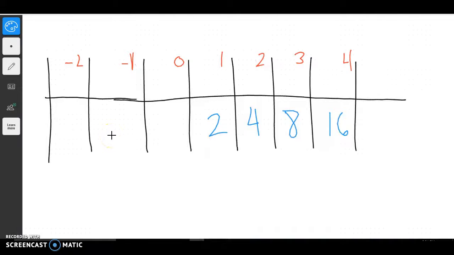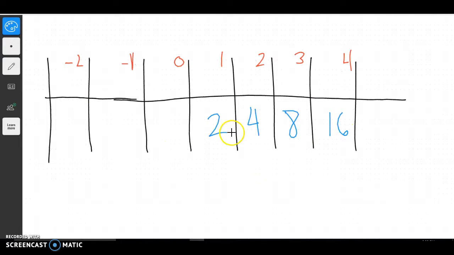Okay, so today we're going to talk about zero and negative exponents. I want us to first think about this with a pattern. Here's the pattern that I have. Let's say I start at 1, I go to 2, then 3, then 4. And the pattern of numbers that I get is 2, 4, 8, and 16.